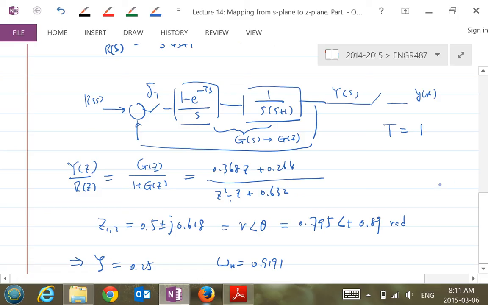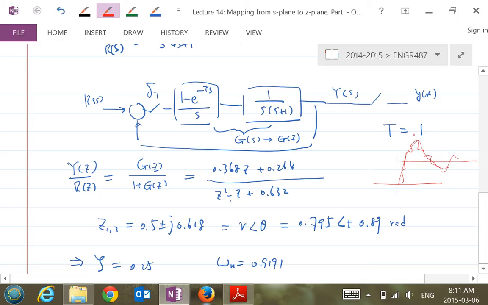Slower? Well, zeta is smaller now. Your overshoot should be bigger now, right? Instead of 16%, you probably end up with, I don't know, maybe 30% or 40%. But the response here is not continuous. It's supposed to be a staired thing, because it's discrete. So that's basically the idea here.